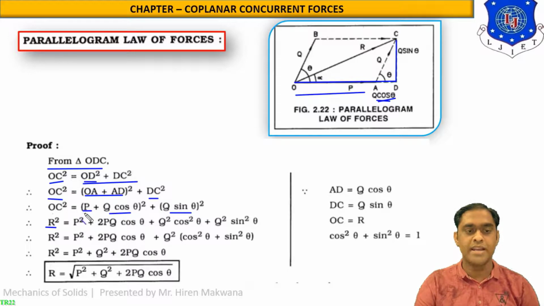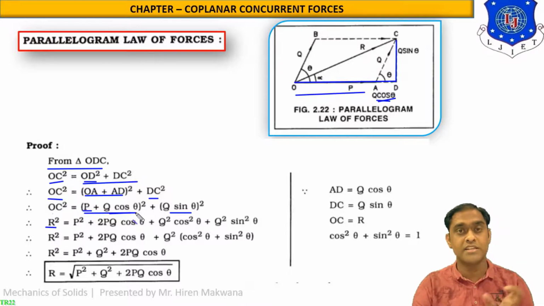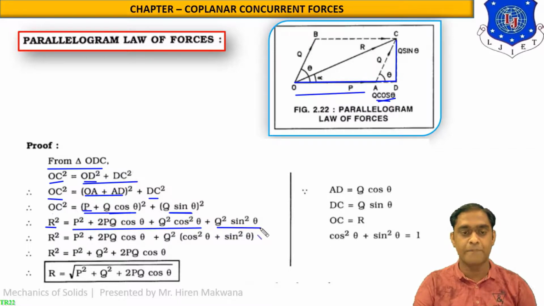So now expanding this bracket with the help of formula (a plus b) whole square. What is (a plus b) whole square? I have told you in the introduction lecture, (a plus b) whole square means a square plus 2ab plus b square. So here it is P square plus 2PQ cos theta plus Q square cos square theta. It is the expansion like a square plus 2ab plus b square. And this bracket square will be like this, Q square sine square theta. Okay, so now R square is equal to P square as it is, 2PQ cos theta as it is.